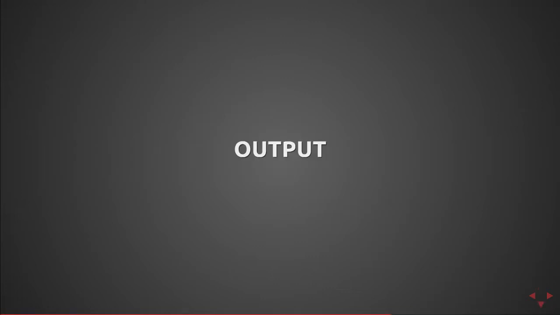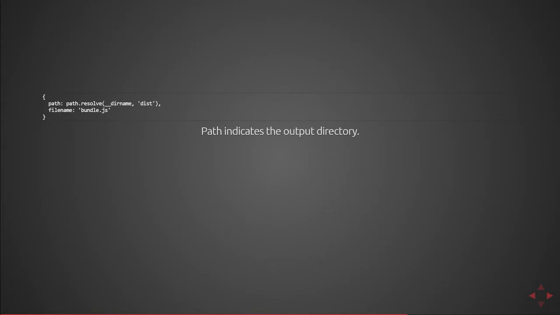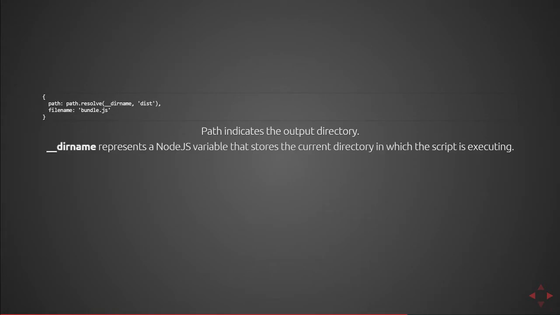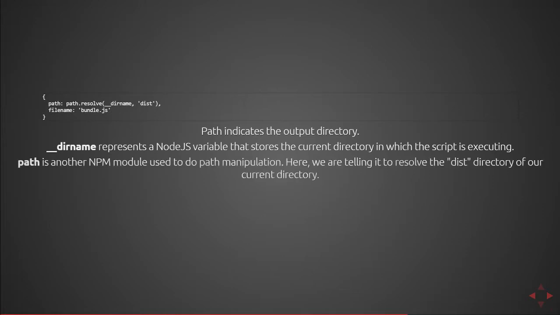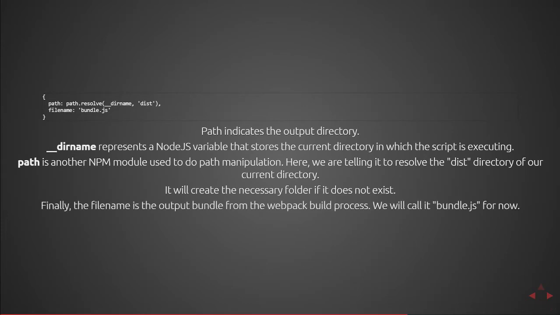Now we'll talk about the output object. The output object contains two properties, path and file name. The path indicates the output directory. I use __dirname, which is a Node.js variable that stores the current directory in which the script is executing, as well as the path npm module. This module is used to do path manipulation. Here we are telling it to resolve the dist directory of our current directory that we're executing in. It will create the necessary folder if it does not exist. Finally, the file name is the output bundle from the Webpack build process. We're simply going to call it bundle.js for now.